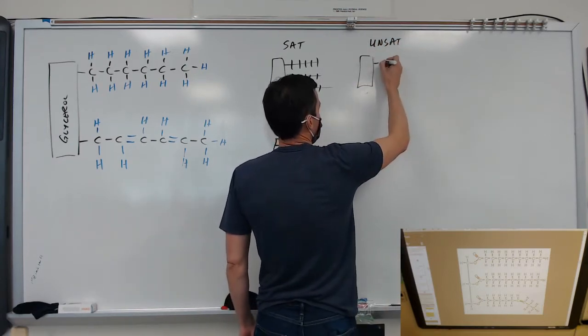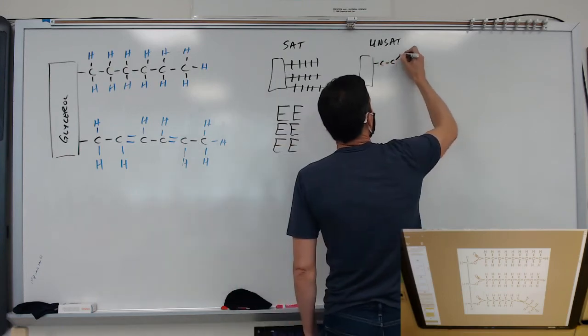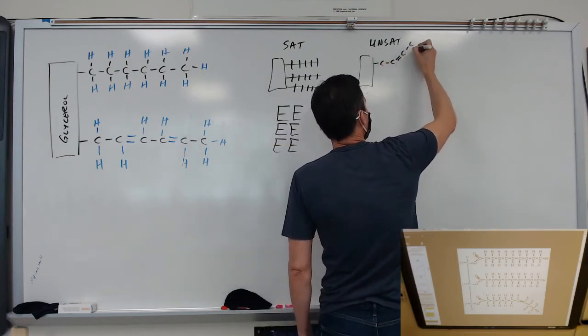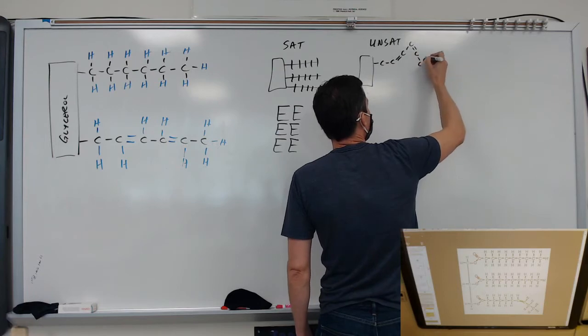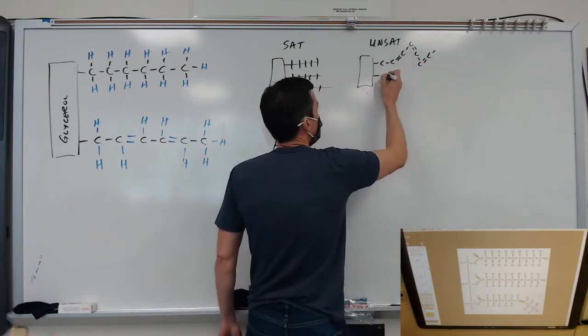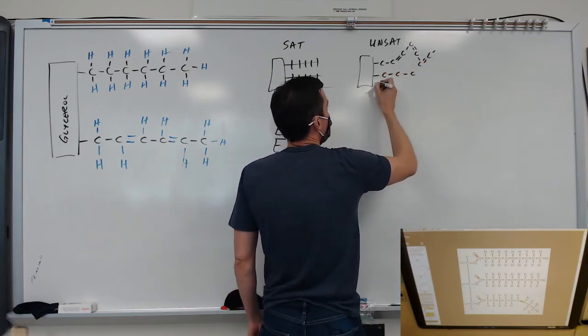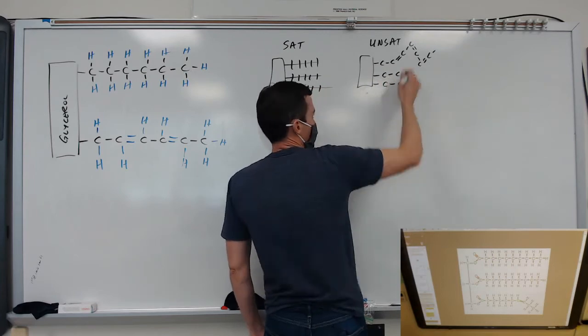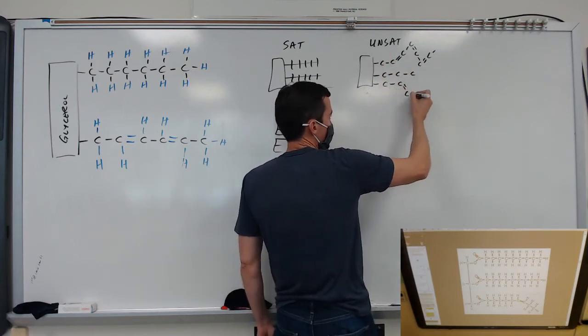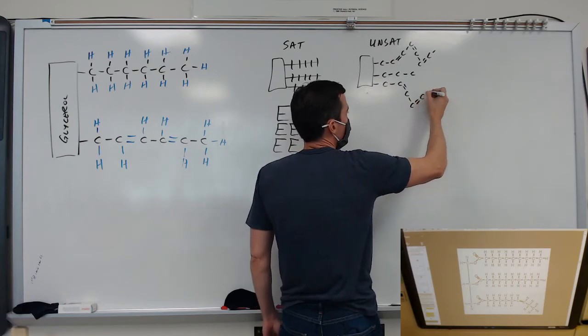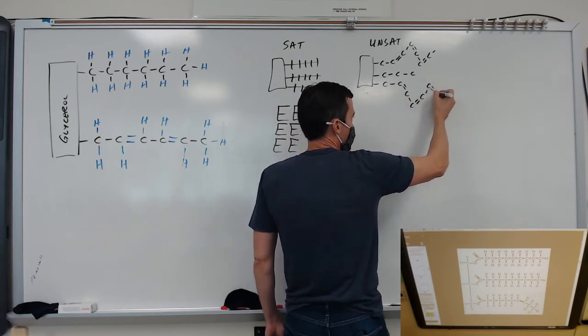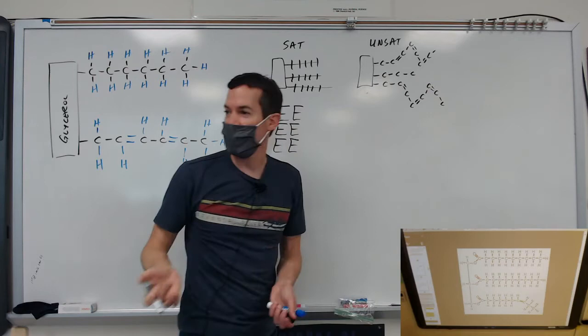Their tails look more like this. When I get a double bond, I tend to get kinks. It's not a guarantee. I'm not drawing all the extra hydrogens, I'm just drawing the carbons. But whenever I get double bonds, I increase the likelihood of kinks.